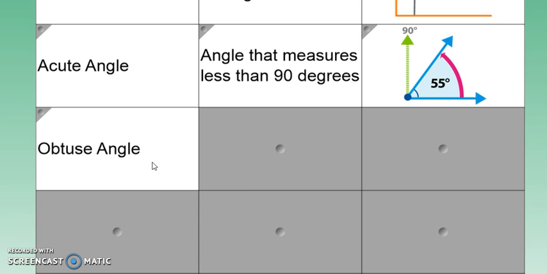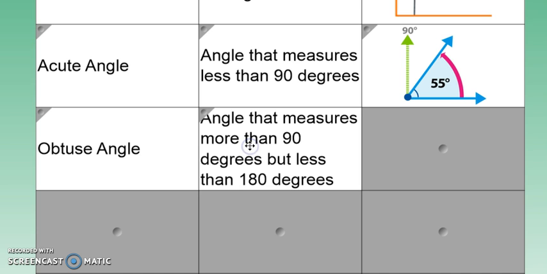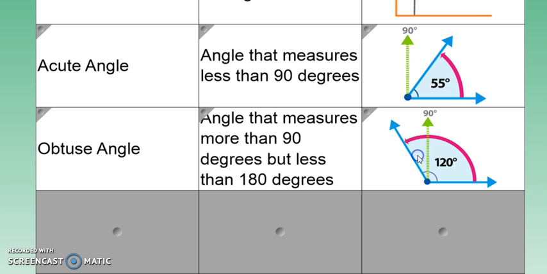Next we have obtuse angle. Now obtuse angle measures more than 90 degrees but less than 180. And so we have another angle that is when it goes over 180 degrees. So obtuse is just between 90 and 180. And then we've shown here with our 90-degree mark that obtuse is greater than 90.